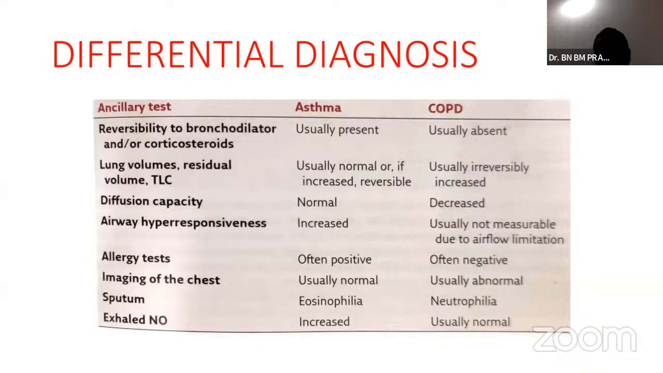So, in case of COPD, especially, you find the diffusion may be decreased. Of course, residual volume may be increased. And in case of asthma, also, residual volume may be increased because of dynamic hyperinflation. So the diffusing capacity is preserved in case of asthma. And of course, if you do an allergic test, it will be positive in case of asthma. And sputum will be rich in eosinophils in case of asthma. In case of COPD, neutrophilia is a feature. And exhaled nitric oxide, of course, is increased in case of asthma. Next slide, please.